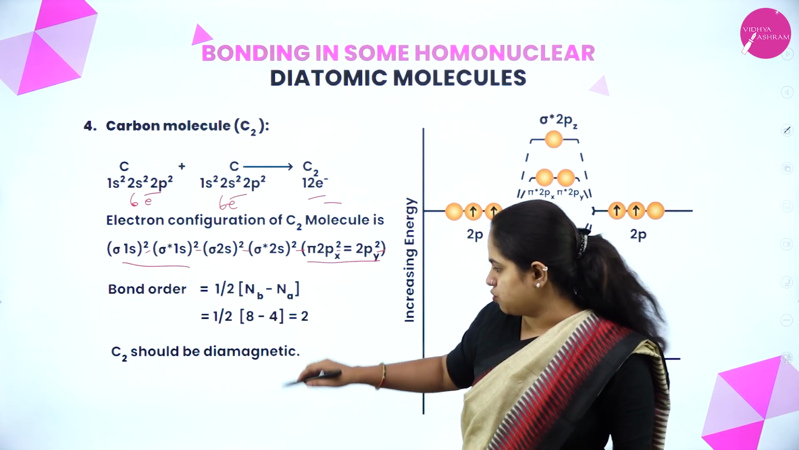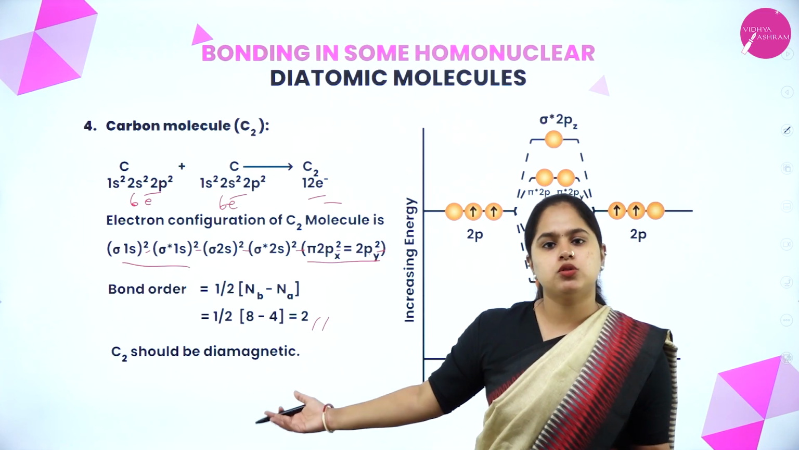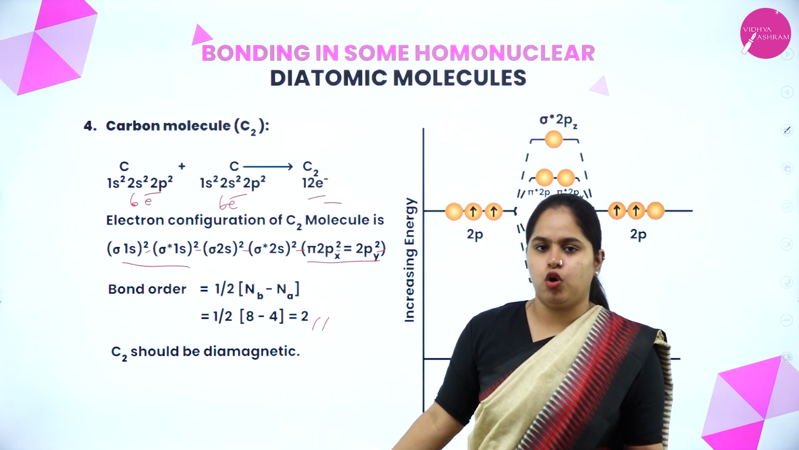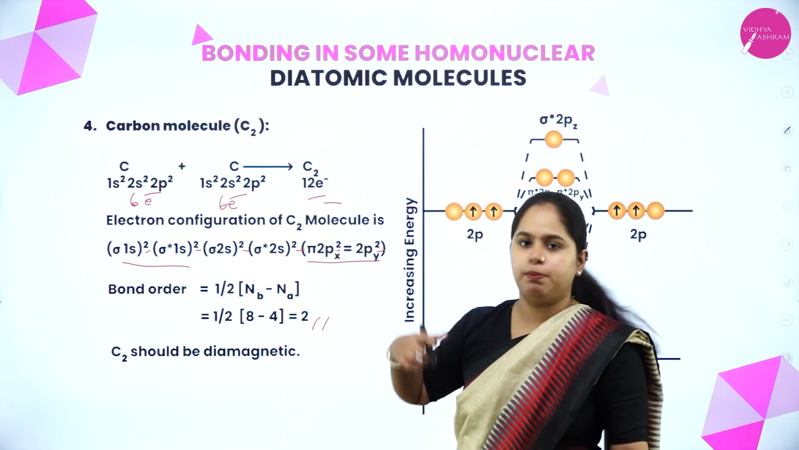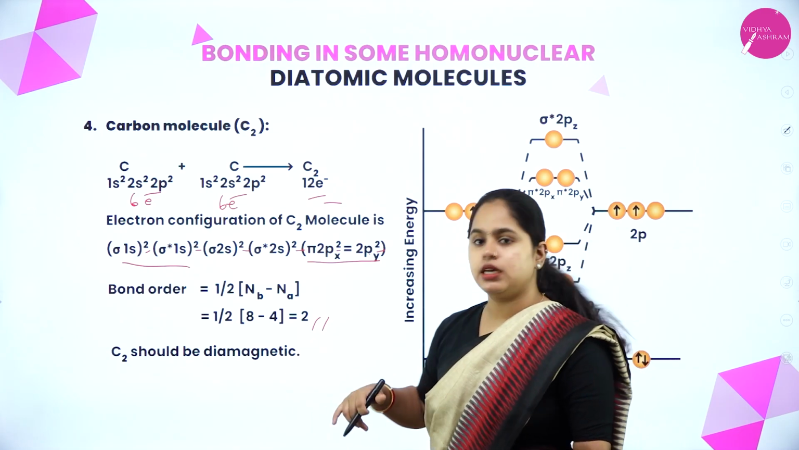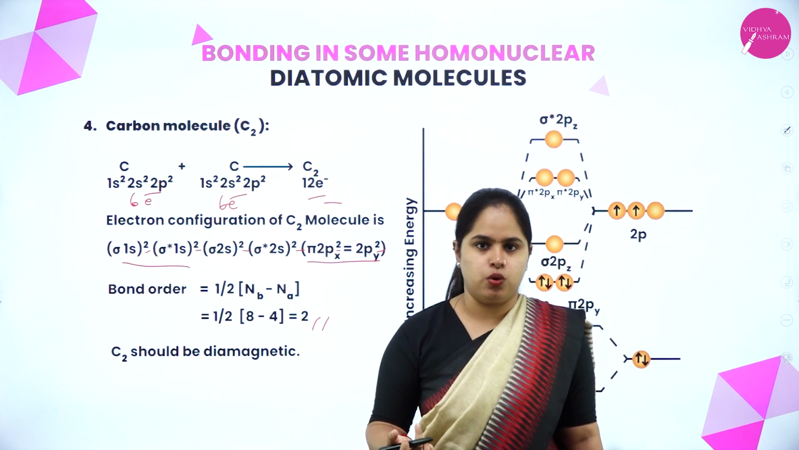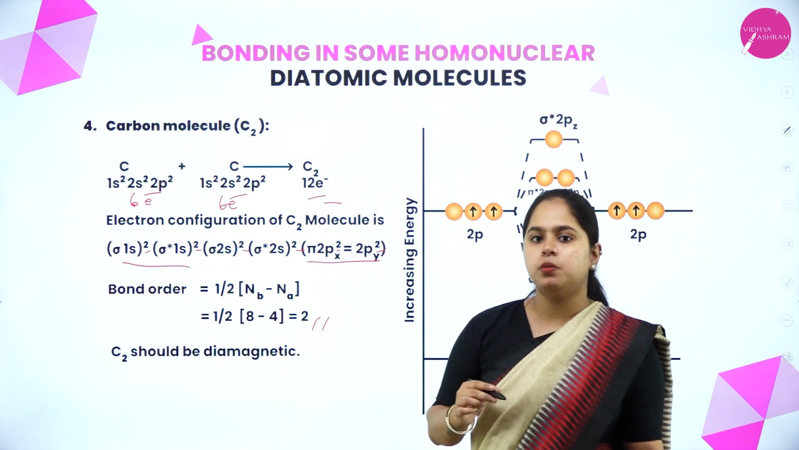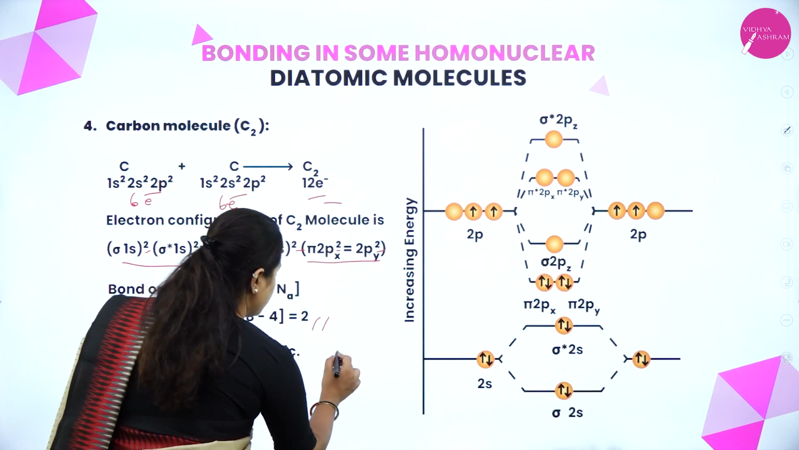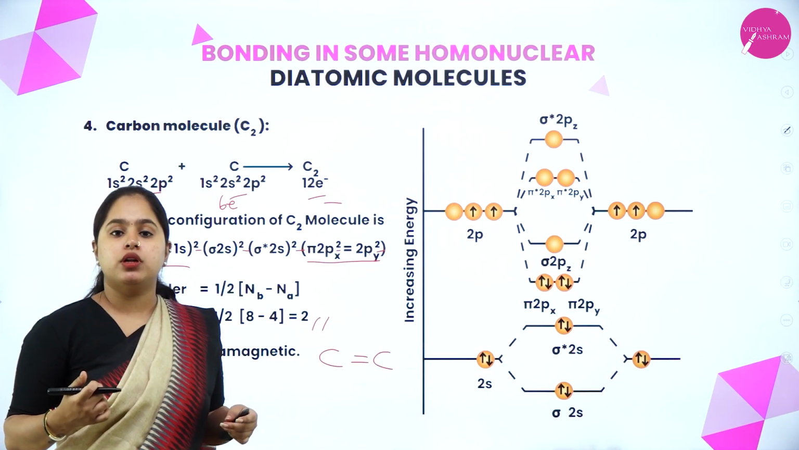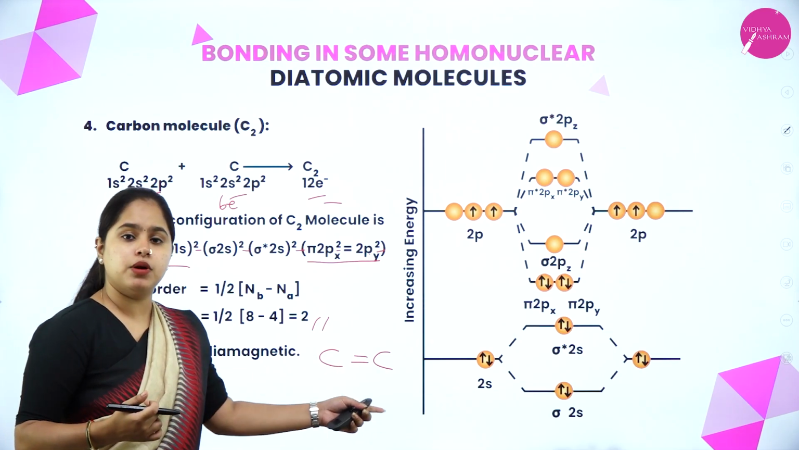4 divided by 2 is 2. Yes. Okay. And C2 should be a diamagnetic molecule because it has no unpaired electrons. And we understood the bond order is equal to 2. That means there is a double bond between the two carbon atoms. And what you have to remember here is where this double bond is coming from.